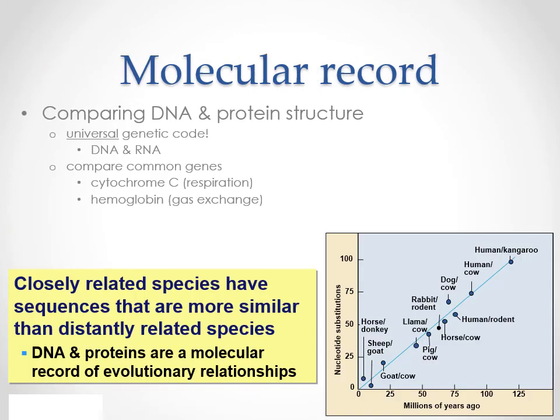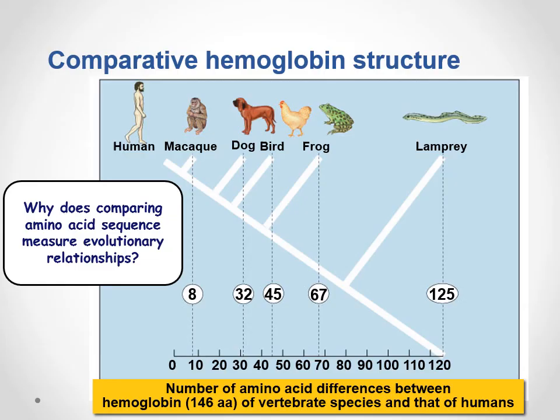The molecular records, this is comparing DNA and protein structure. We have a universal genetic code of DNA and RNA, and we can compare common genes. So cytochrome C for respiration and hemoglobin for gas exchange. We can see how closely related species have sequences that are more similar.